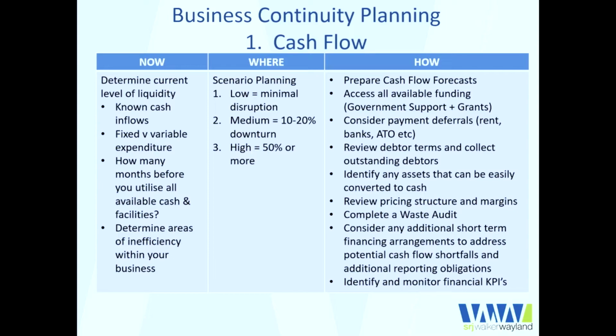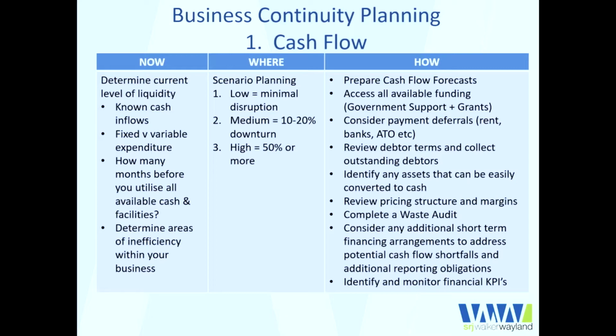Review your debtor terms. Collect any outstanding debtors that you currently have, and possibly look at reducing your debtor terms and the people that you actually give credit to. Identify any assets that can easily be converted into cash, and those things that you could sell to help you get through a short-term crisis. Review your pricing structure and margins, bearing in mind that you want to be looking at maintaining those sales of those high margin, high volume goods.